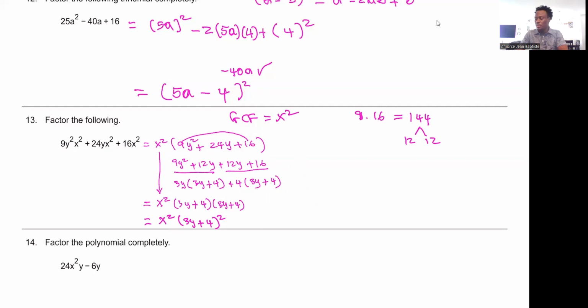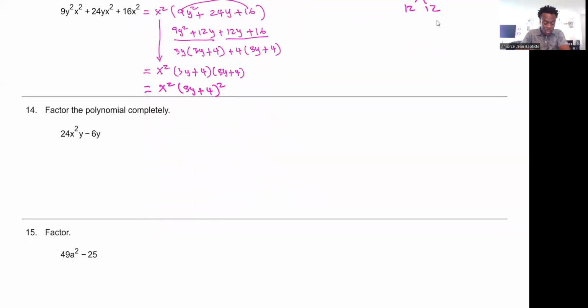And in number 14, we will think about one of the special factors that we learned in class. But before that, we need to check to see if there is a GCF to factor out, which I feel like we have one. So GCF equals y. We want to factor y out. Actually, GCF is 6y.